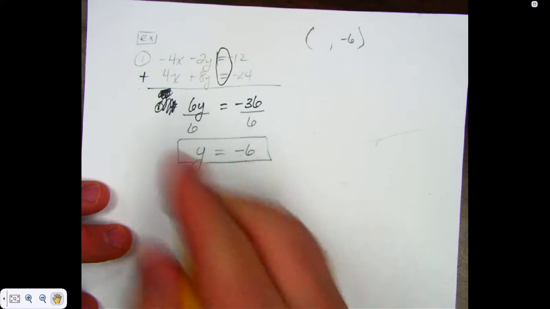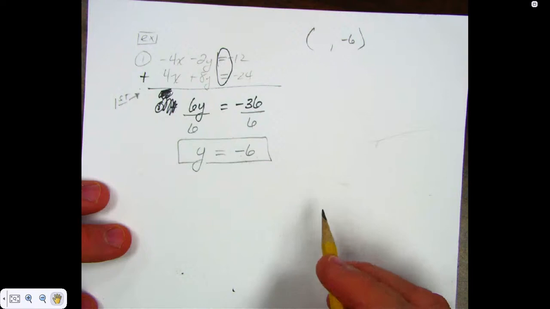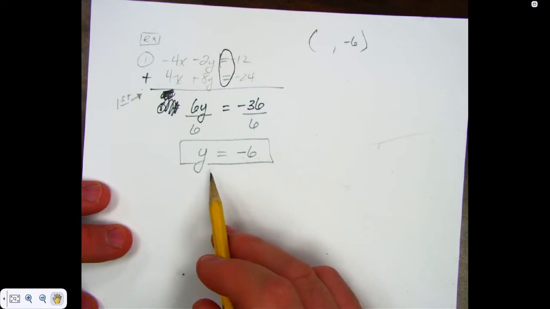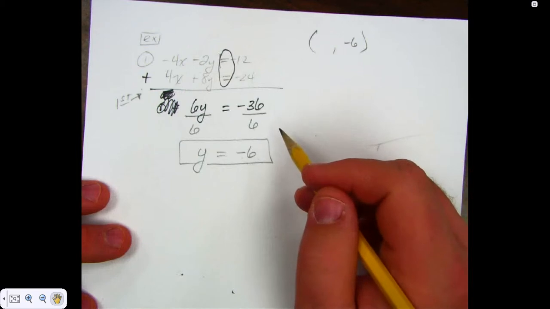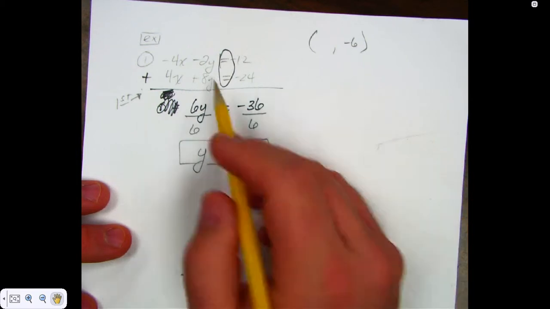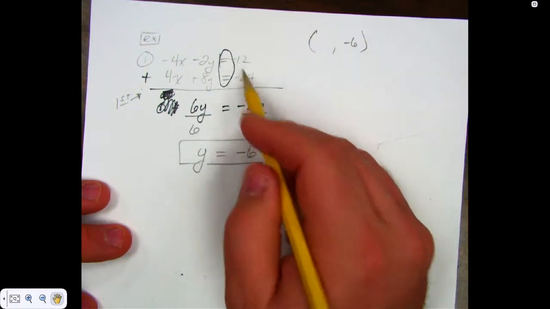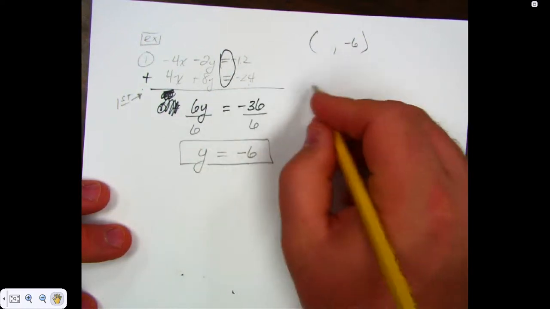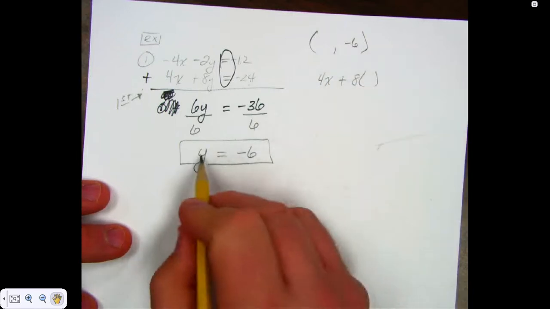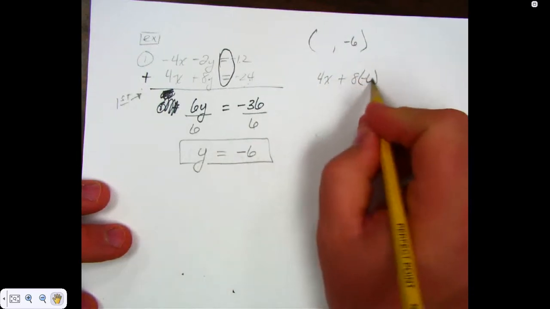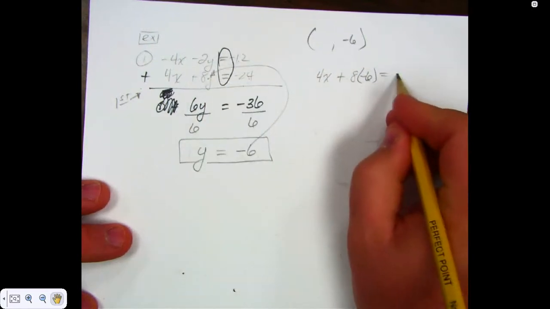So I found y equals negative 6. What's my next step? What does it say in the fourth step? Well, we found the variable, so plug it back into one of the original equations and solve for the other one. It doesn't matter which one, just one of them. Which one do you want to plug it into, the top or the bottom? Bottom? Okay, so we've got 4x plus 8 times, and I'm going to plug negative 6 in for y. I'm plugging it right there, right? Is equal to negative 24.